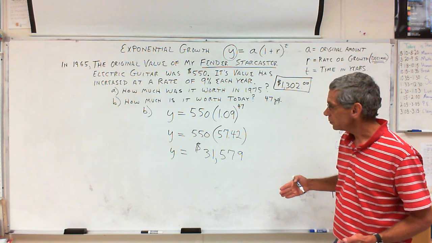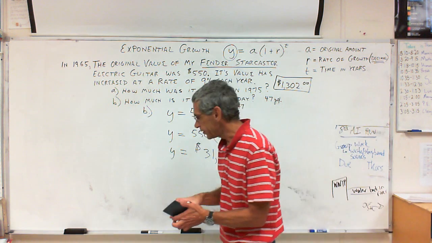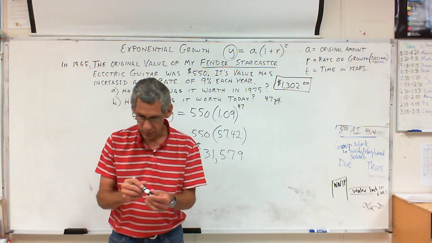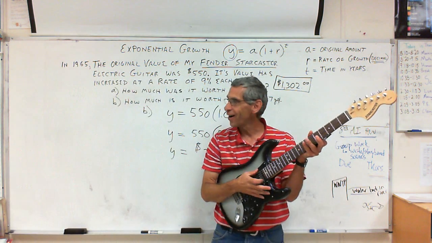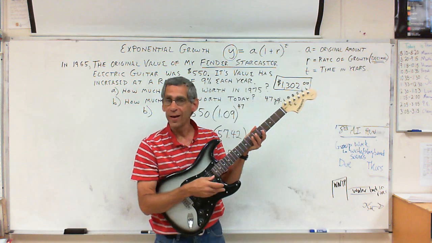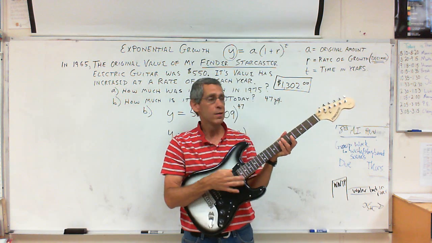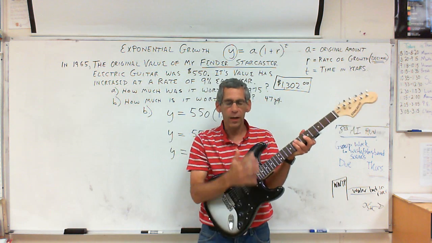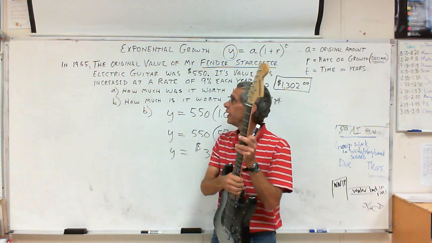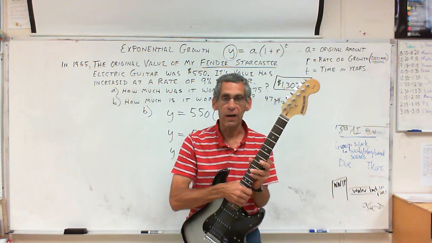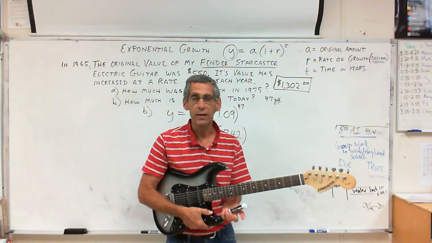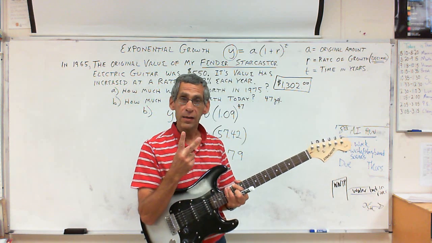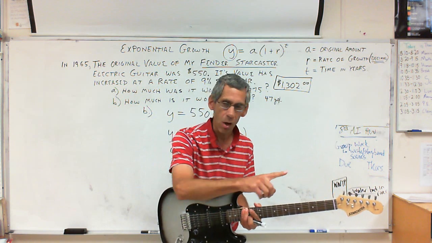Now, today, I just want to clarify this to you guys. This beautiful Fender Starcaster that I bought at a very amazing music store back in 1965 for $550 is now worth $31,579 today.